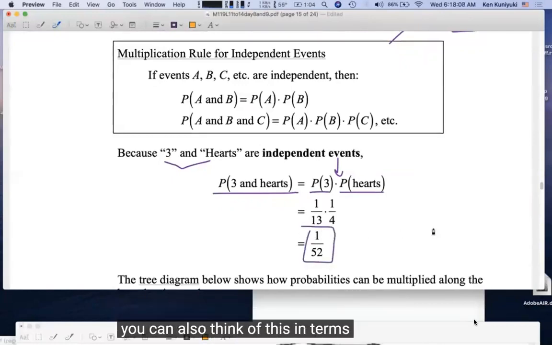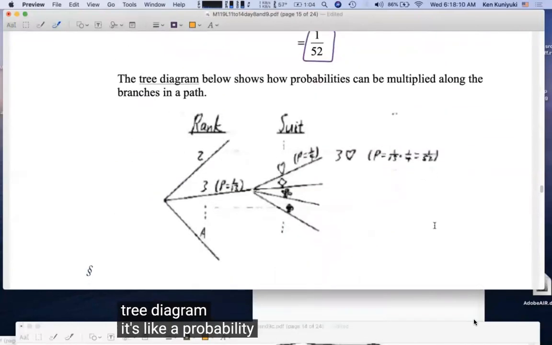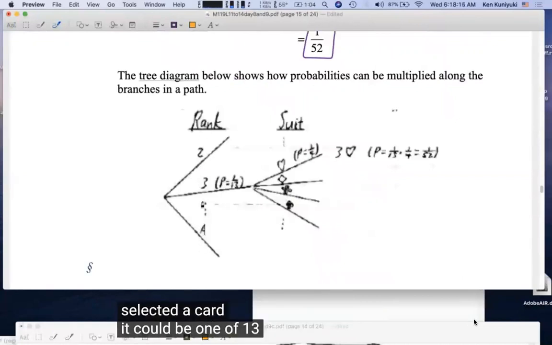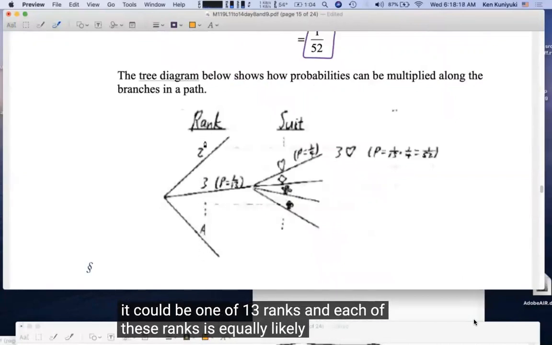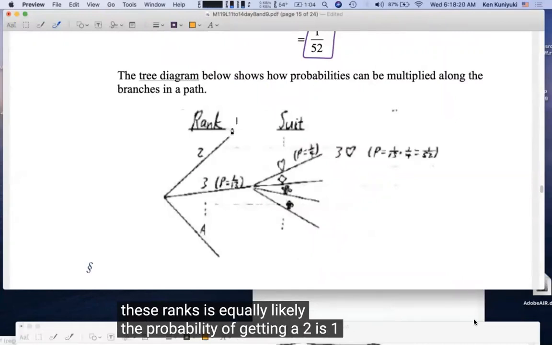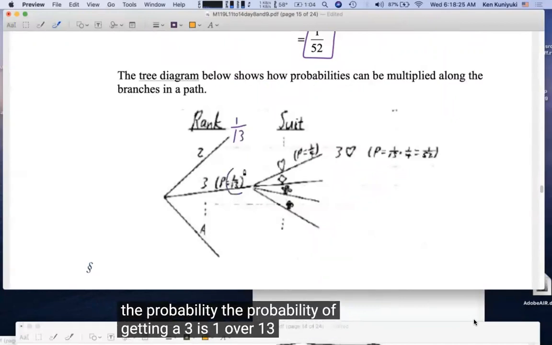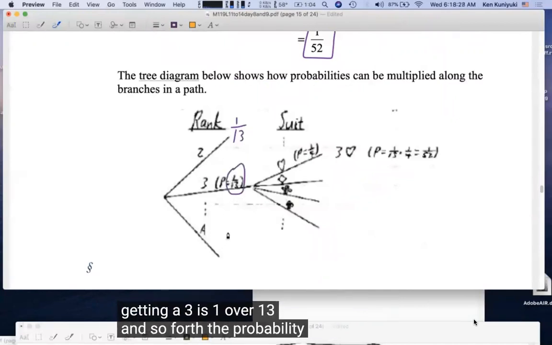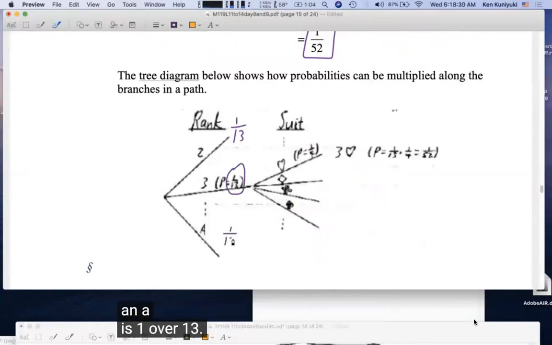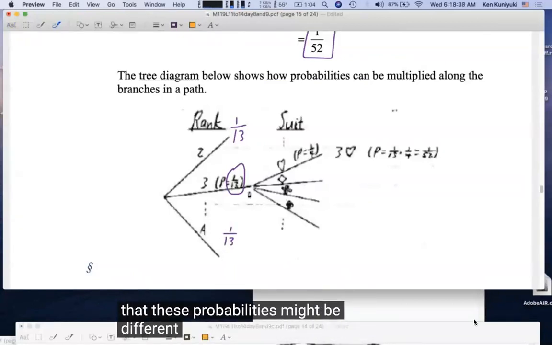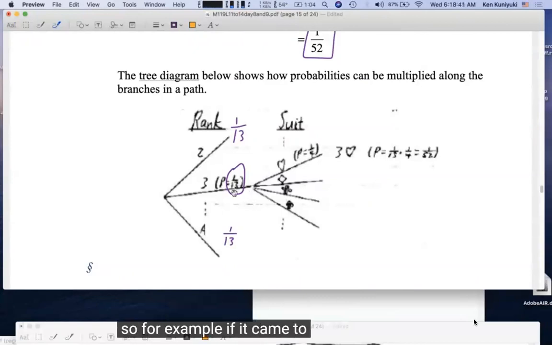You can also think of this in terms of a tree diagram. It's like a probability tree. So you've selected a card. It could be one of 13 ranks, and each of these ranks is equally likely. The probability of getting a 2 is 1 over 13. The probability of getting a 3 is 1 over 13, and so forth. The probability of getting an A is 1 over 13. By the way, in other trees, it's possible that these probabilities might be different. So for example, if it came to dice totals, this may be different.